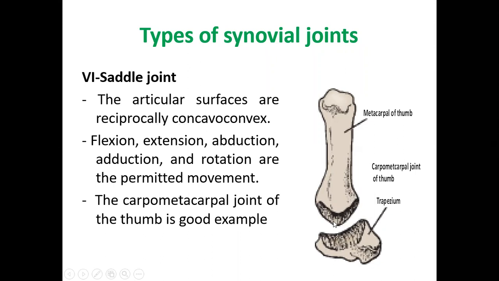Whenever this is convex, this becomes concave. When this becomes concave, this becomes convex. Here also there will be a lot of movements like flexion, extension, abduction, adduction, and rotations permitted at this joint. The carpometacarpal joint of the thumb is a good example. If you know, the thumb is quite movable, and that is the example for the saddle type of joint.